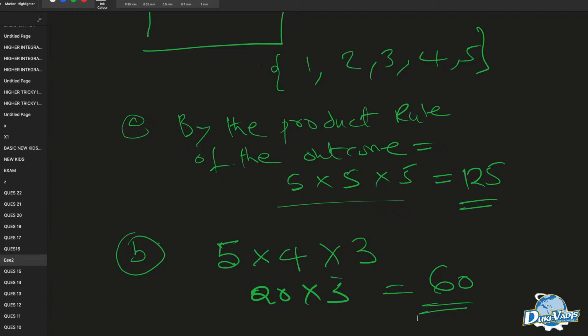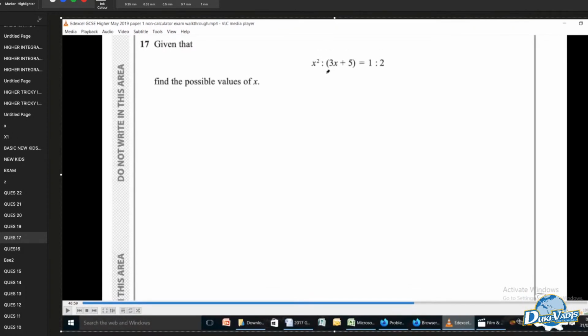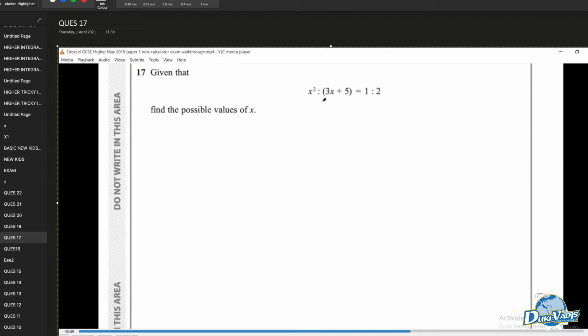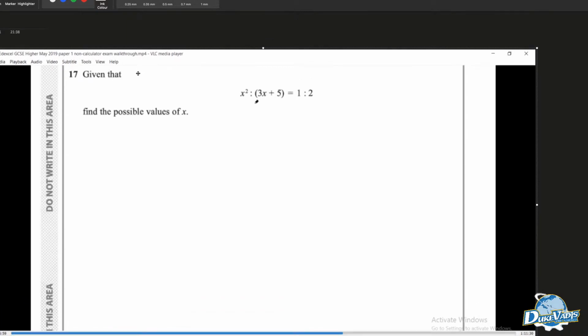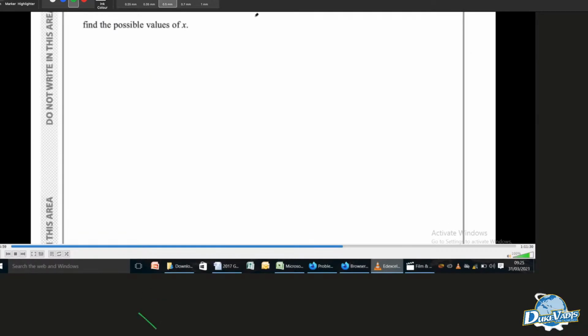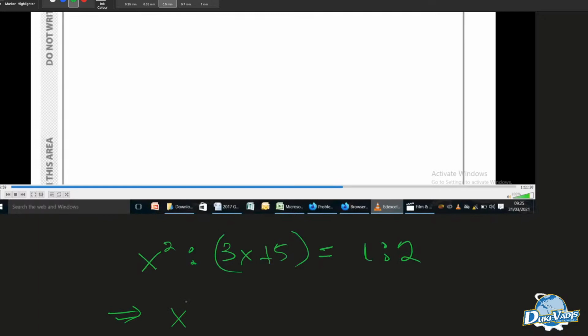Let's look at question number 17. All right, question 17. It says, given that x squared : 3x plus 5 is equal to 1 : 2, find the possible values of x. So we have x squared : 3x plus 5 equal to the ratio 1 : 2, and we're supposed to find the possible values of x. So this actually means that x squared over 3x plus 5 is equal to 1/2.